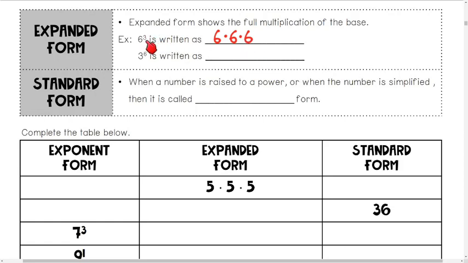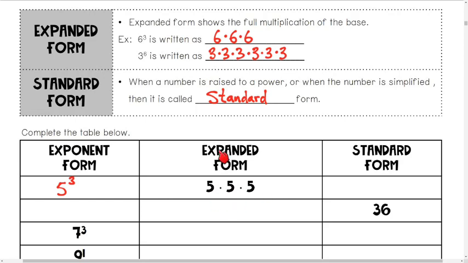And then we could also write this one in expanded form, 3 to the 6th power, which means that we would then have 3 times 3 and have 6 of them, because that's what the exponent tells us there is. Now standard form, when we're writing in standard form, we're going to raise the power and then we're going to simplify it, and then we figure out that answer, and that's called standard form. So if we were to go to exponential form down here in this table, we have the exponential form because there's a 5 times 5 times 5.